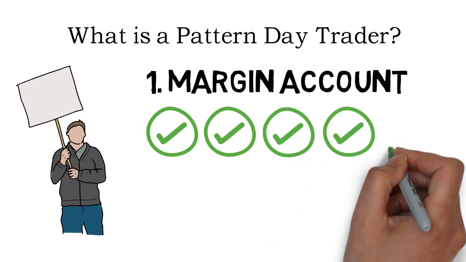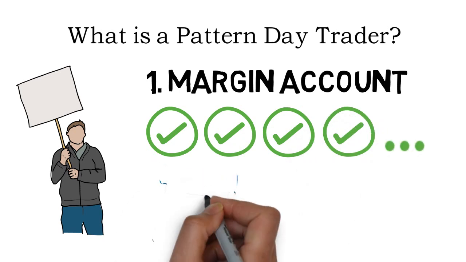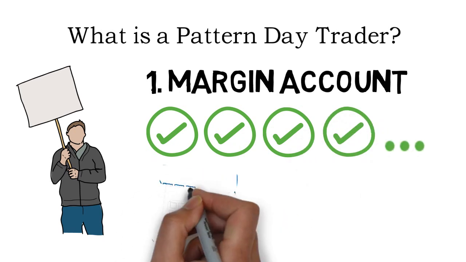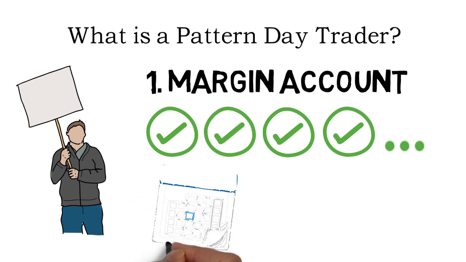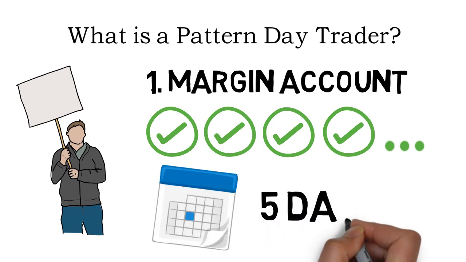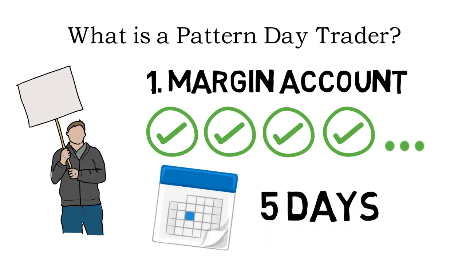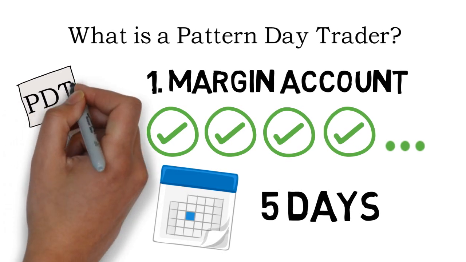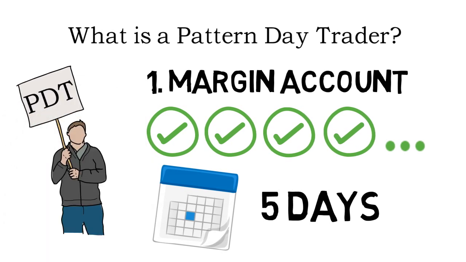Besides having a margin account, you also need to day trade at least 4 times within 5 business days. So if you day trade at least 4 times within 5 business days in a margin account, you will be flagged as a pattern day trader.